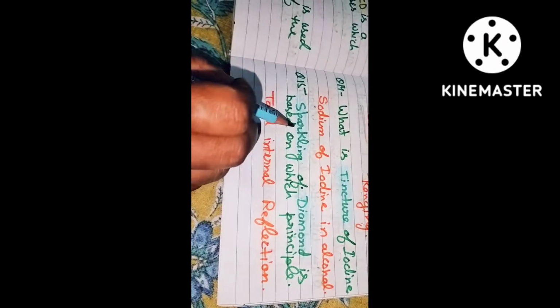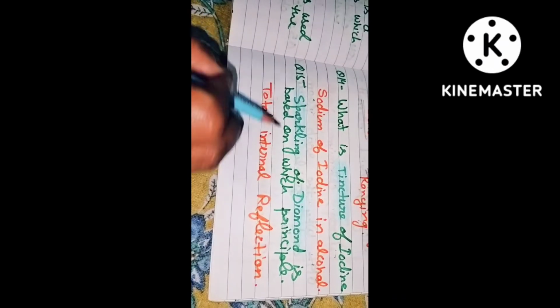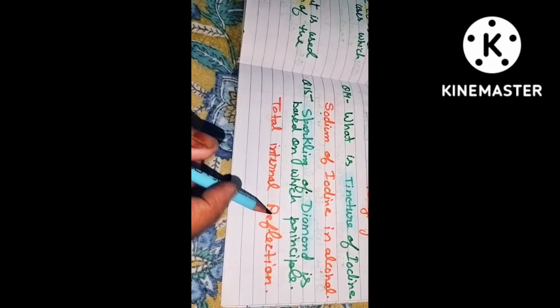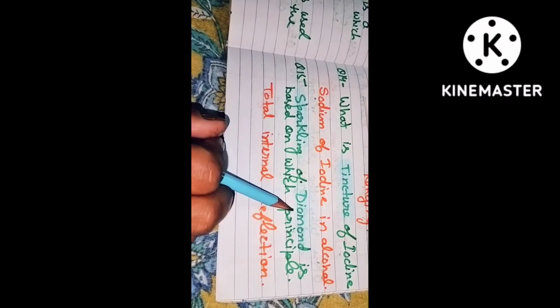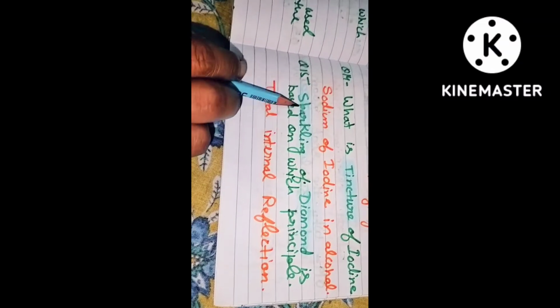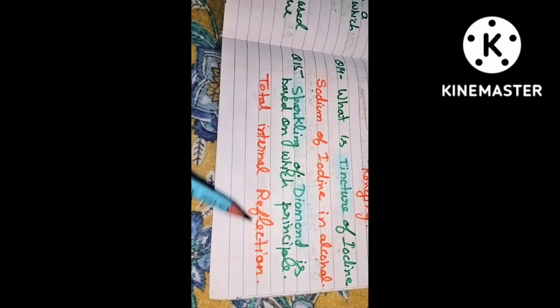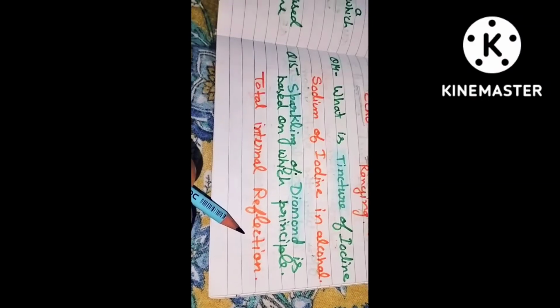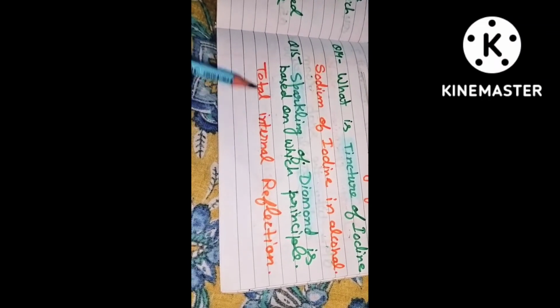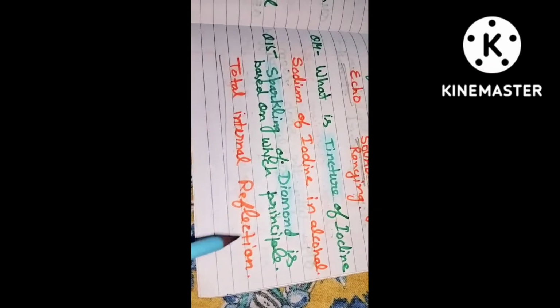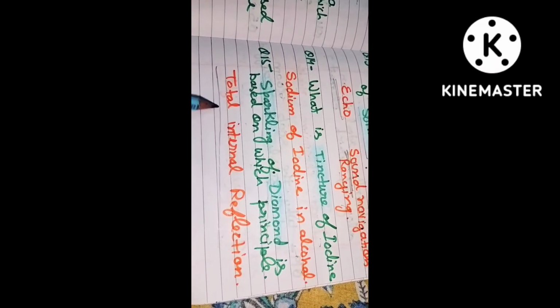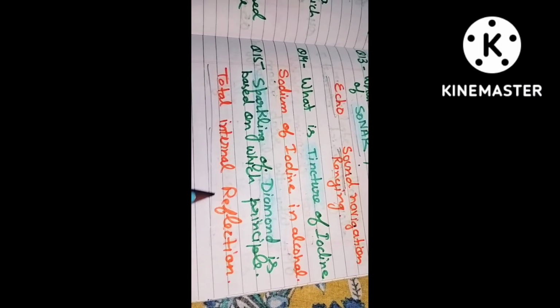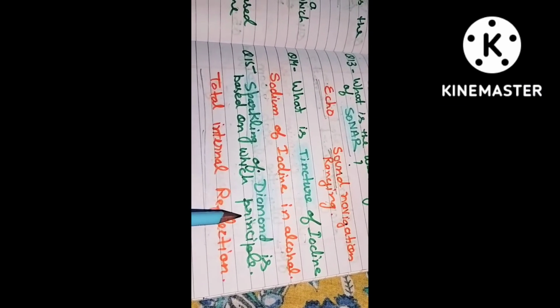Next, sparkling of diamond is based on which principle? We know the sparkling of diamonds, like the mirage, is based on the principle of reflection, total internal reflection. Besides, the diamond sparkles and the twinkling of stars are based on total internal reflection.